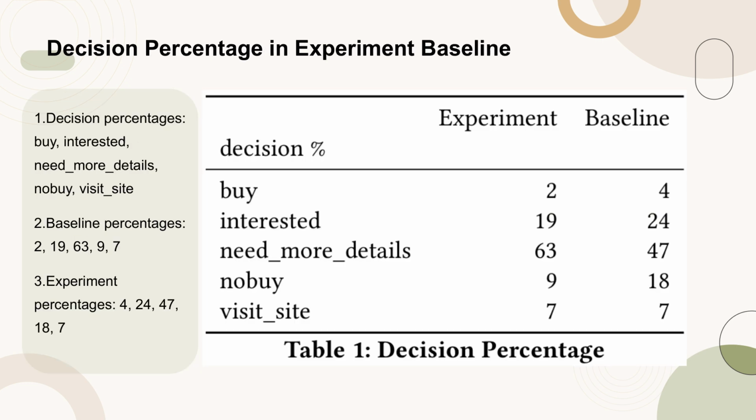Table 1 presents the decision percentages in an experiment baseline. The decisions considered are buy, interested, need_more_details, no buy, and visit_site. The baseline percentages for these decisions are 2, 19, 63, 9, and 7, respectively. In the experiment, these percentages change to 4, 24, 47, 18, and 7. This table helps in understanding the shift in decision percentages from the baseline to the experiment.